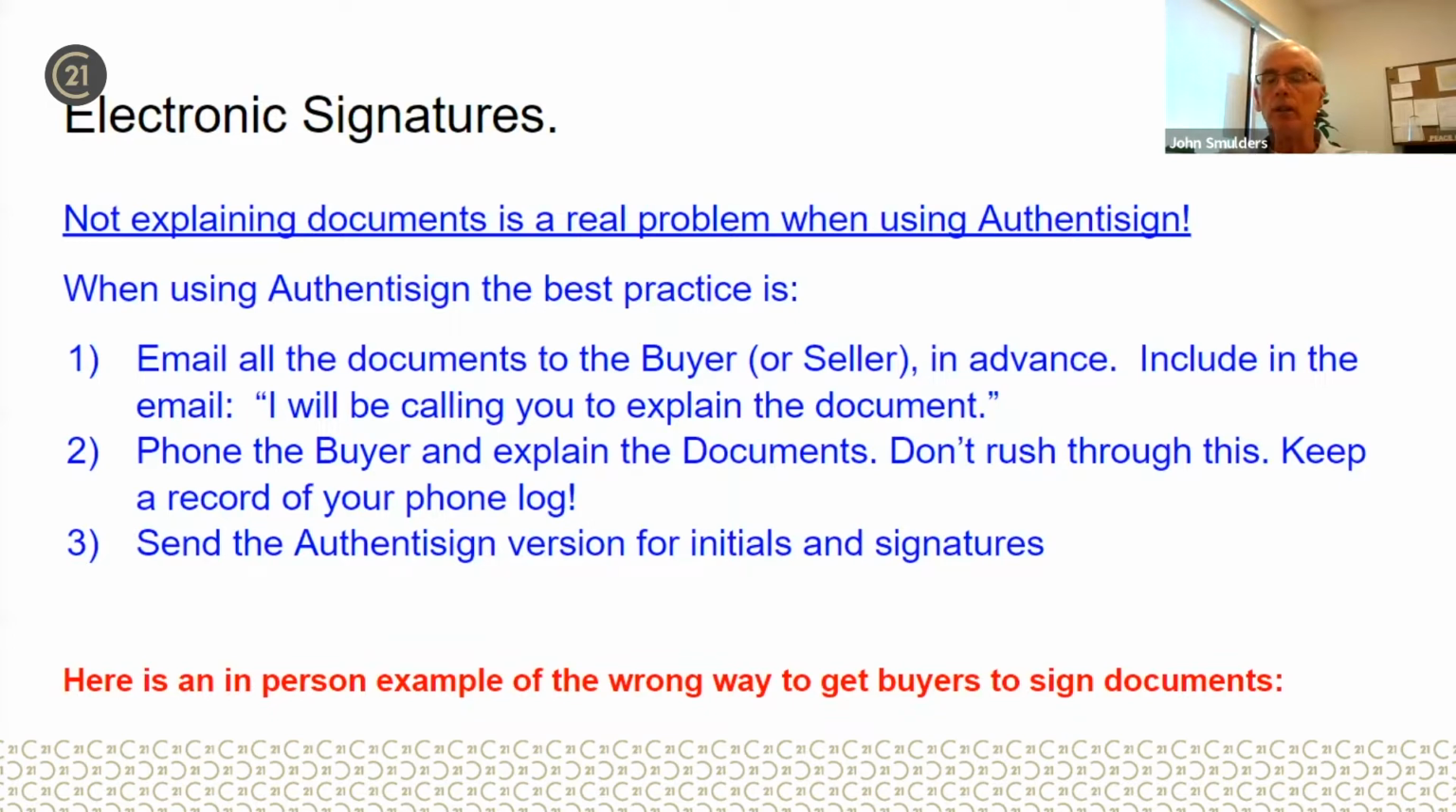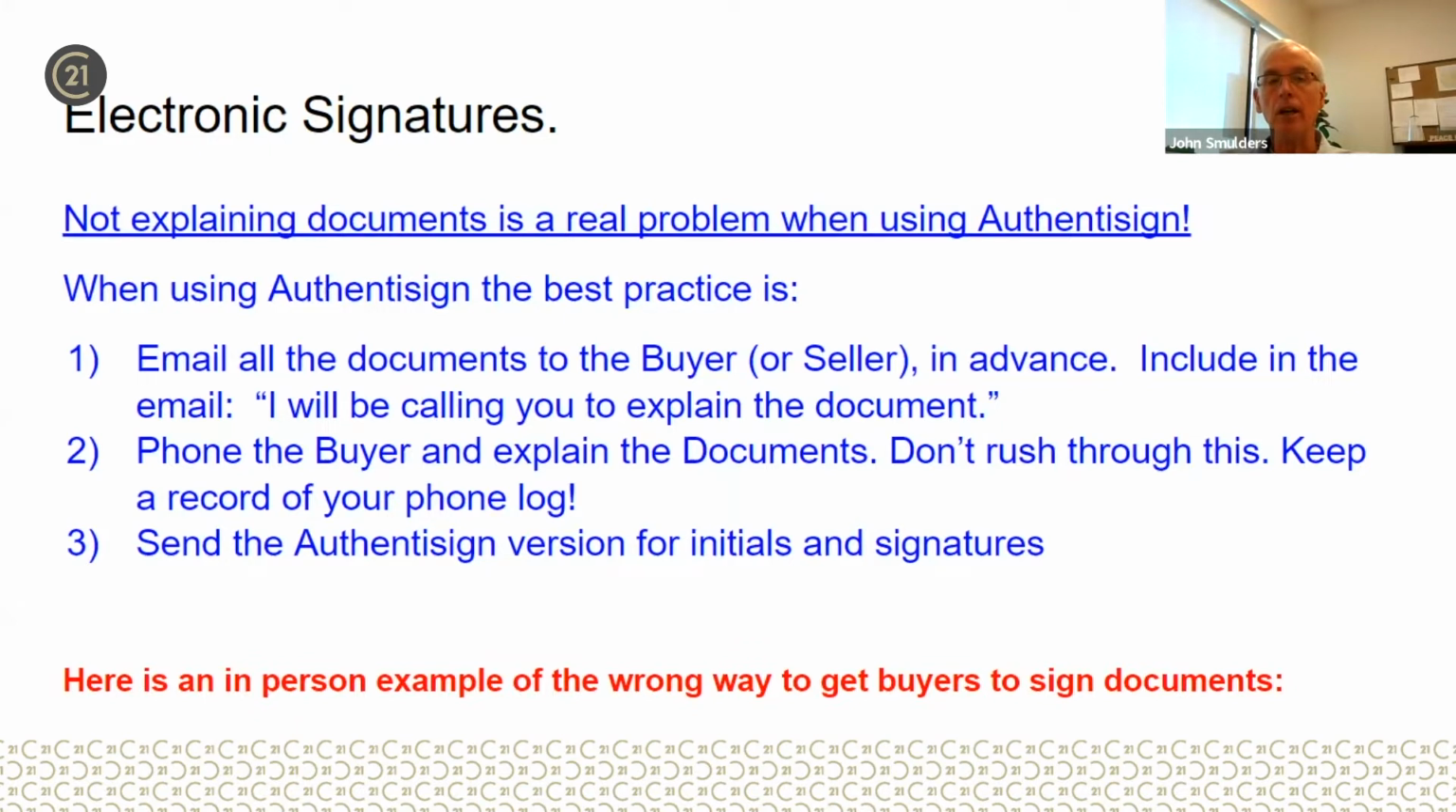So when you're using Authentisign to get things signed, the best practice is to email all the documents to the buyer or seller, it doesn't matter, in advance, and include in the email, I will be calling you to explain the document. Now, you could actually download the TRREB document that has all the explanations on it and say, I'll still be calling you to explain the document, but that might help. And then phone the buyer and explain the documents.